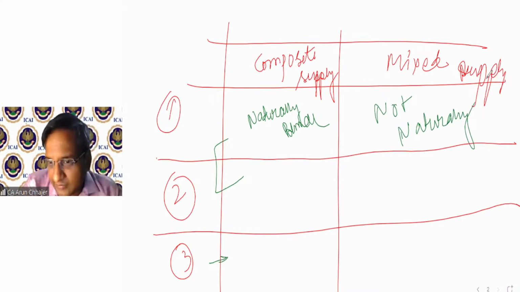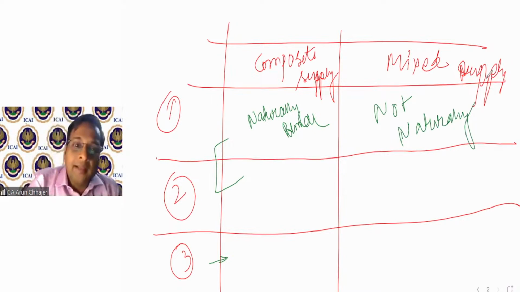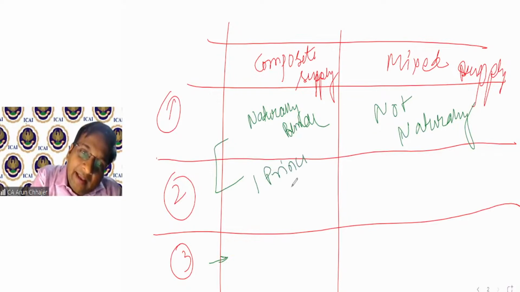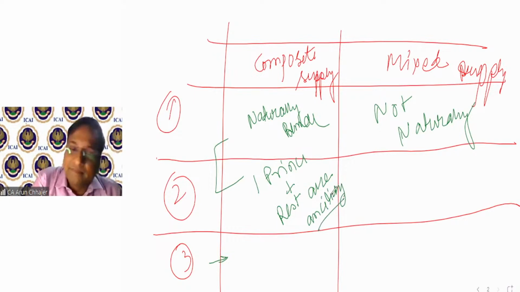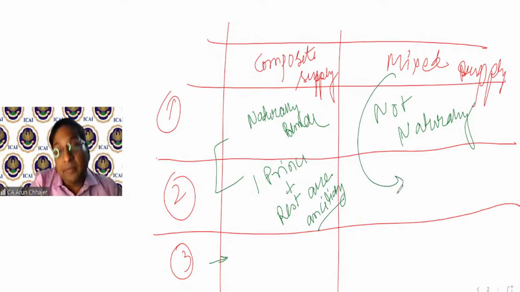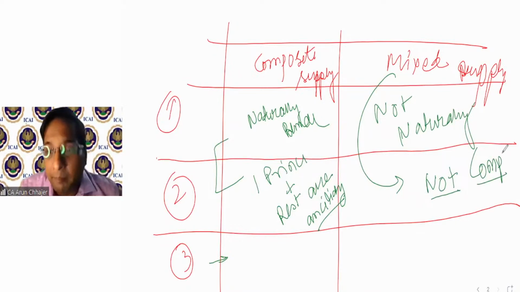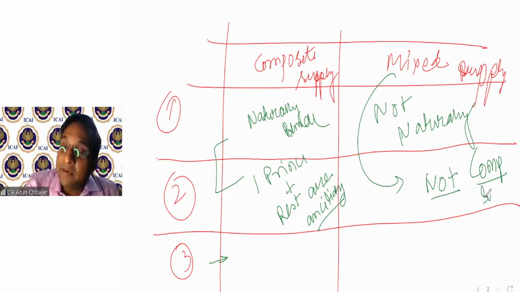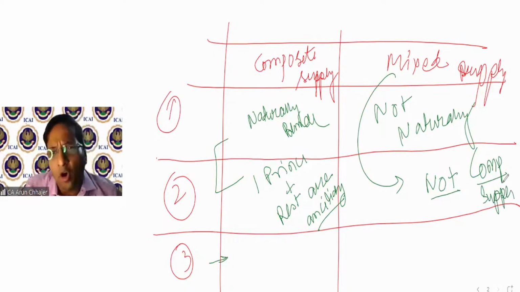Not naturally bundled. It means one is principal supply and the rest are ancillary. But in case of the mixed supply, it is not the composite supply. It means not necessarily is there an element of principal supply and ancillary supply; might be all are equal.